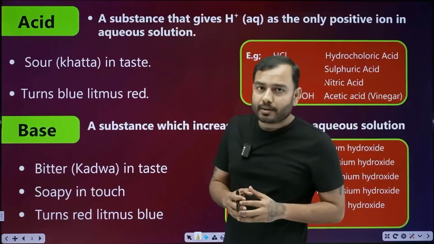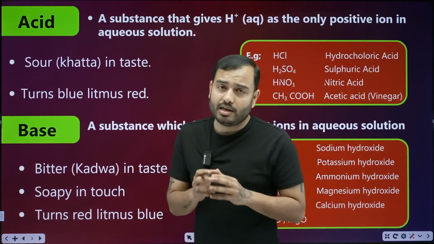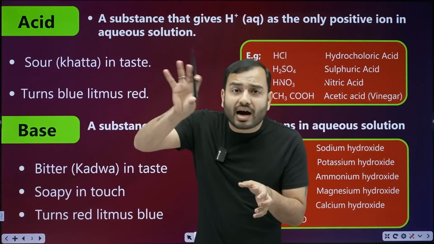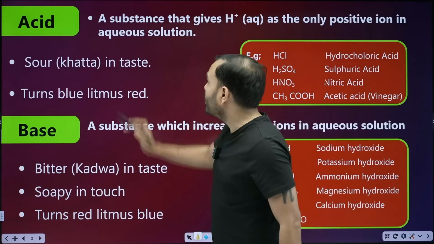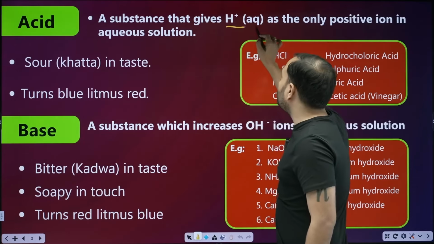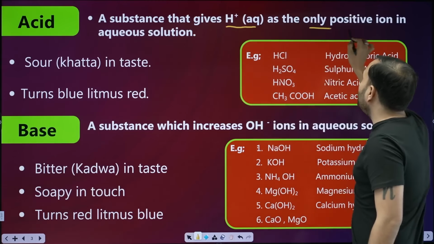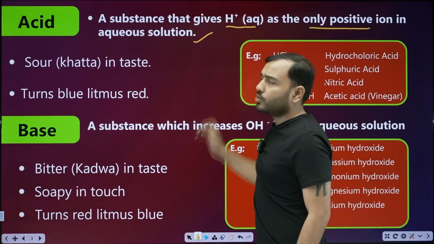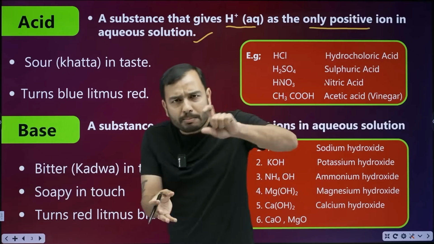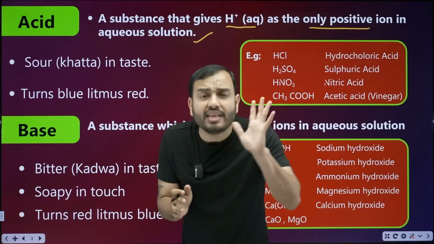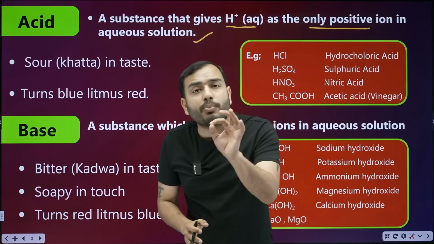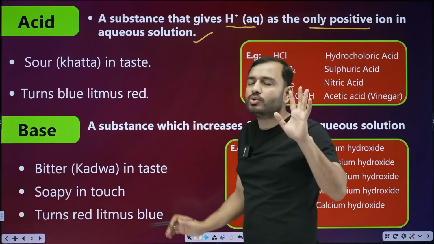What is acid? Beta, acid is a chemical which, when we put it into water, we see a type of positively charged ions. We see one positive ion. Which one? H plus ions are seen. So, a substance that gives H+(aq) as the only positive ion in aqueous solution. Only one type of positive ion is seen, the H plus ion. In the board exam, they are not asking the definition.